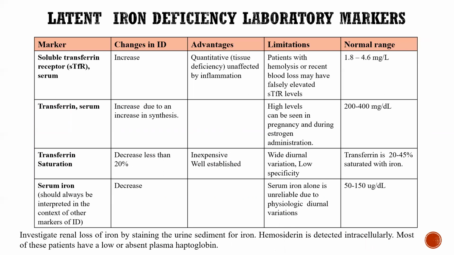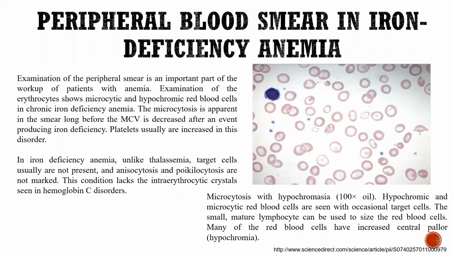Investigating the loss of iron by staining the urine sediment for iron, hemosiderin is detected intracellularly, and most of these patients have a low or absent plasma haptoglobin. Please pay attention that there are several changes of the transferrin and serum iron that can be significant for the diagnosis of anemia. Examination of the peripheral smear is an important part of the workup of patients with anemia.